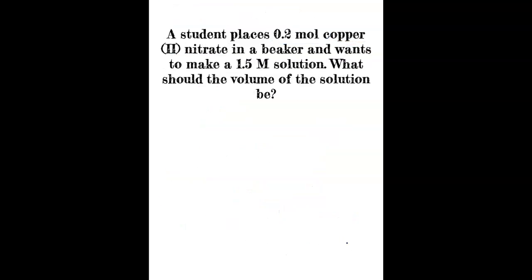All right, for the next one, we are told that we have 0.2 moles of copper 2 nitrate. Just a reminder that that is CuNO3. And it's placed in a beaker, and you want to make 1.5 molar solution. How much volume do you need to have? So the first thing we need to do is check units. Remember, I was saying, are these units in moles or, if appropriate, liter? And so it is. So that means that we can plug these in pretty much as is.